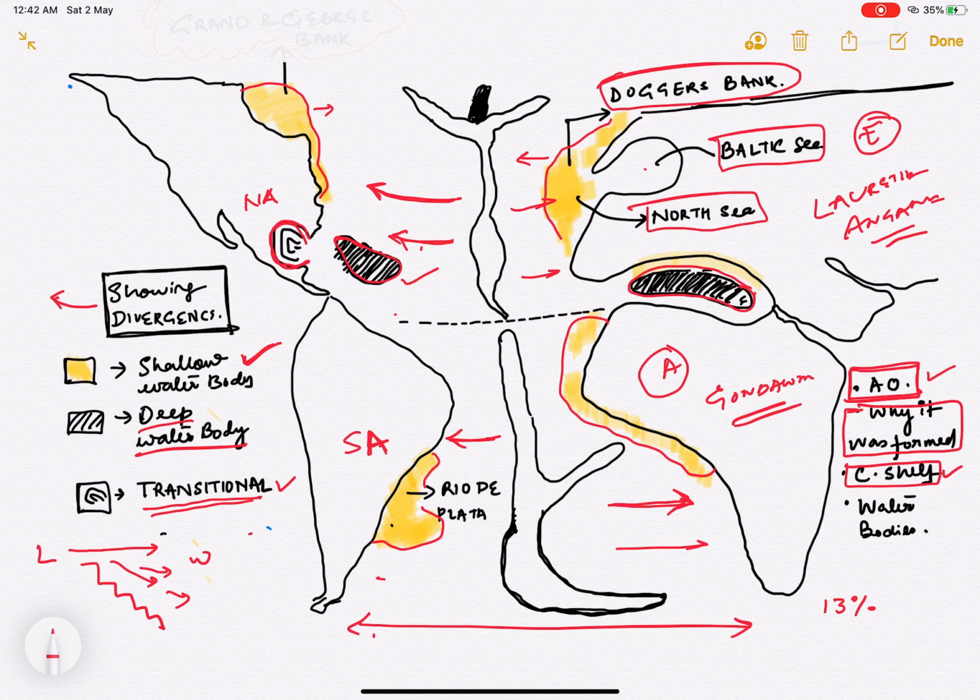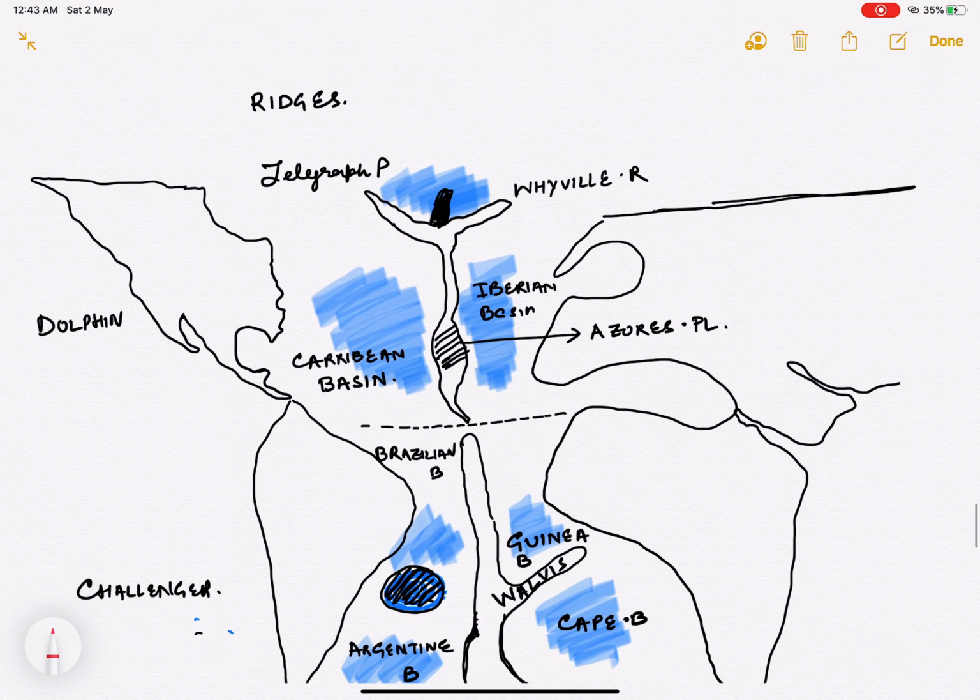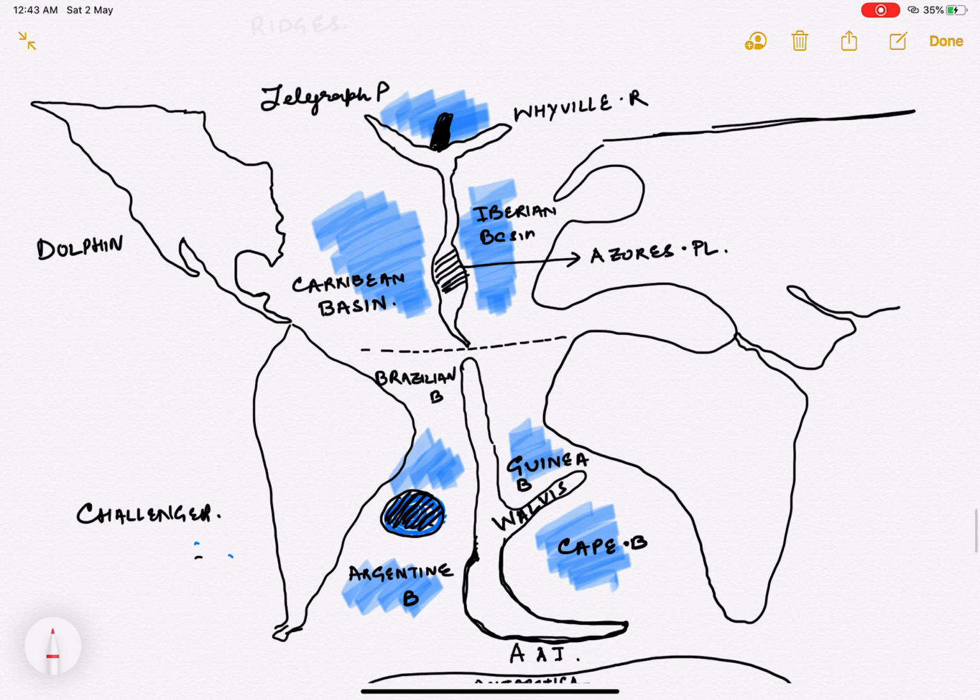Next, we discussed first what the Atlantic Ocean was all about, how Atlantic Ocean was formed. Now about the continental shelf, why there is such extensive continental shelf. Next, we discussed about the various types of water bodies that are present. Next, we'll discuss on the ridge. Now as you can see, I have totally divided these ridges. Remember that the entire North Atlantic Basin ridge is called the Dolphin Ridge, and the South Atlantic Basin ridge is called your Challenger Ridge. Now within the Dolphin Ridge, you can see we have the Telegraph Plateau and the Waverly Ridge. This Telegraph and the Waverly, basically they are separating the Arctic Basin.